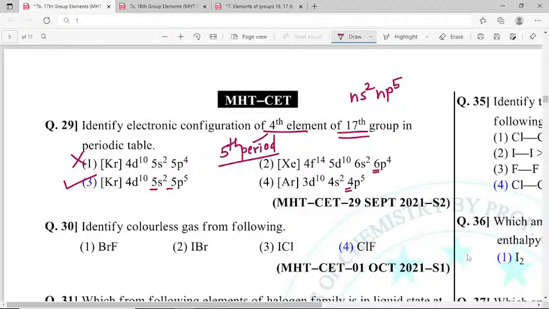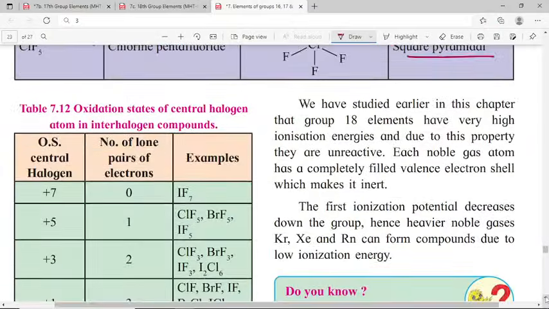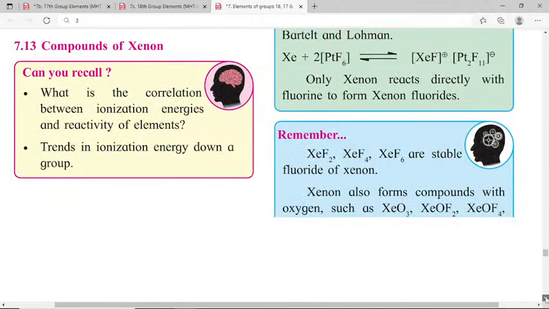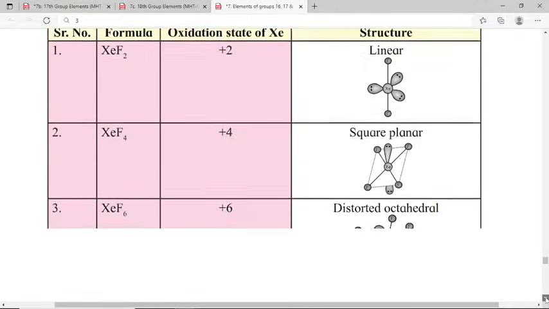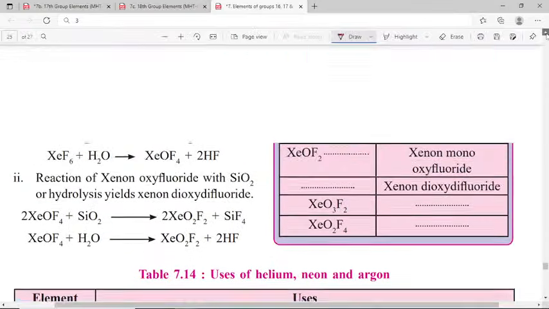Identify the colorless gas. ClF is a colorless gas. This is a very important colorless gas. I am showing here a table where it is written whether it is a colorless gas or a colored gas. You should be able to remember it. This is very, very important.